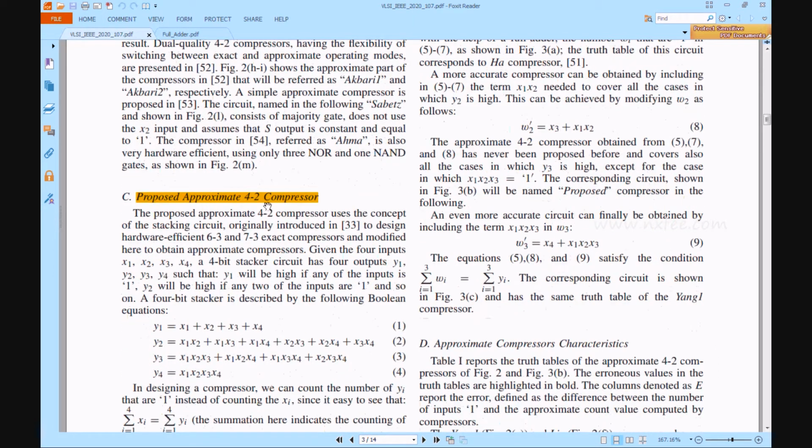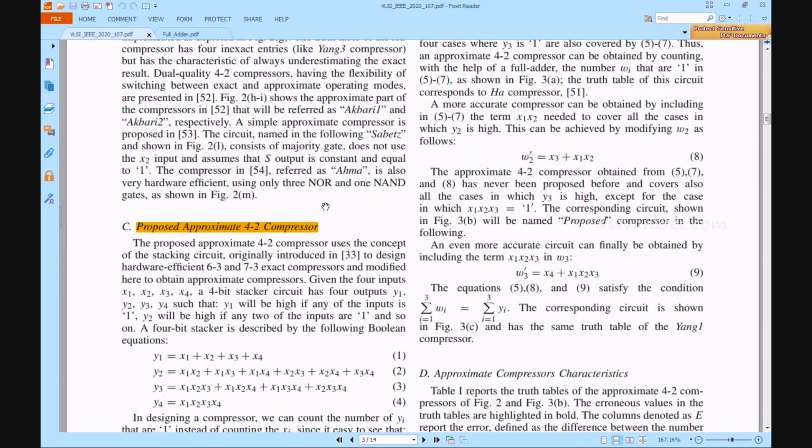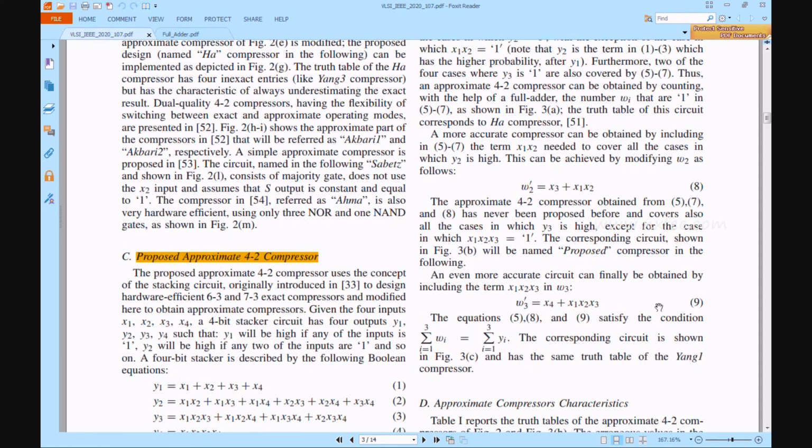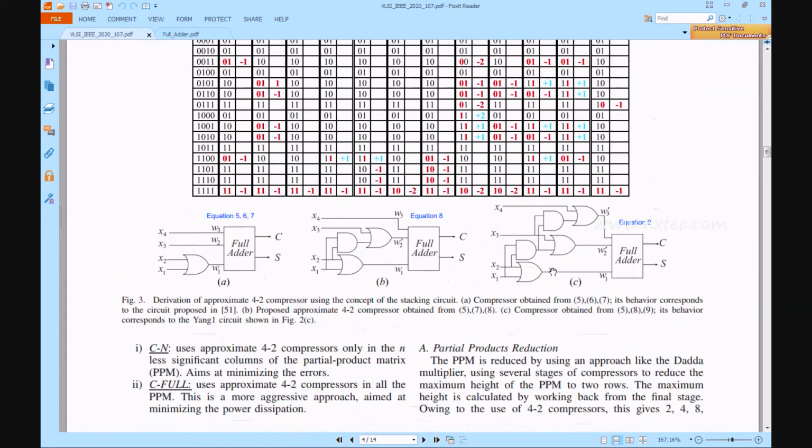This proposed design of 4:2 compressor depends upon the equations 5, 6, 7 and 5, 6, 8 and 5, 6, 9. These equation based structures are presented in figure 3. Figure 3 section A contains equation 5, 6, 7, section B depends upon equation 5, 6, 8, and figure 3 section C contains the equation 5, 6, 9.